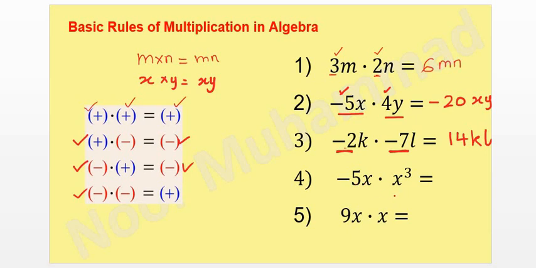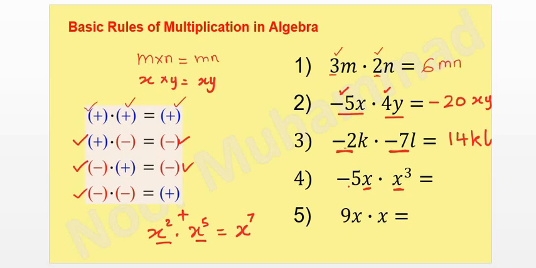Now this one is a little bit different because we have x here and x cube here. If you remember, we did it in chapter 1, how we multiply. For example, I want to multiply x squared by x to the power 5. How do we multiply? When we have the same bases, we continue with the same base and simply add the exponents. So 5 plus 2 will become 7.